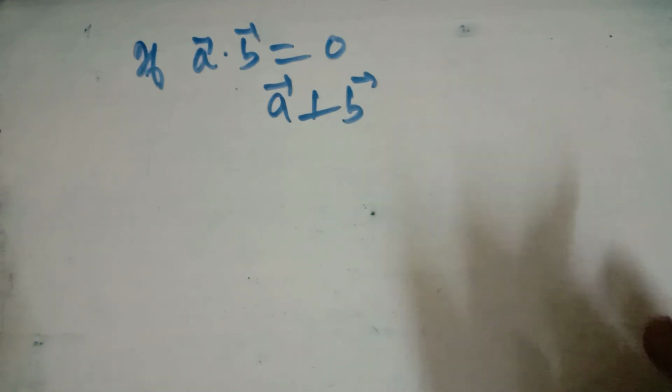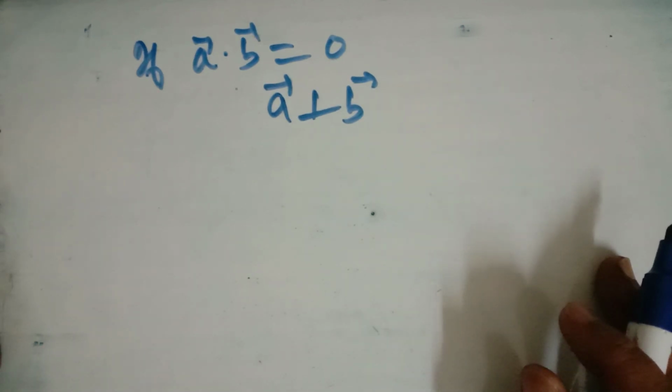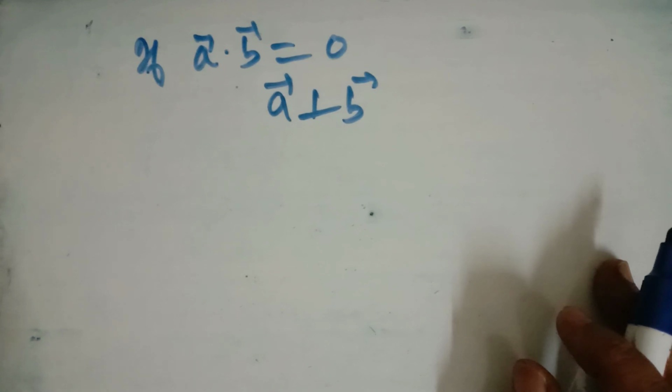So this is the concept of the product of the vectors, and we have discussed A dot B, the dot or the scalar product of the two vectors. We'll discuss the vector product or the cross product of the two vectors in the next lecture.